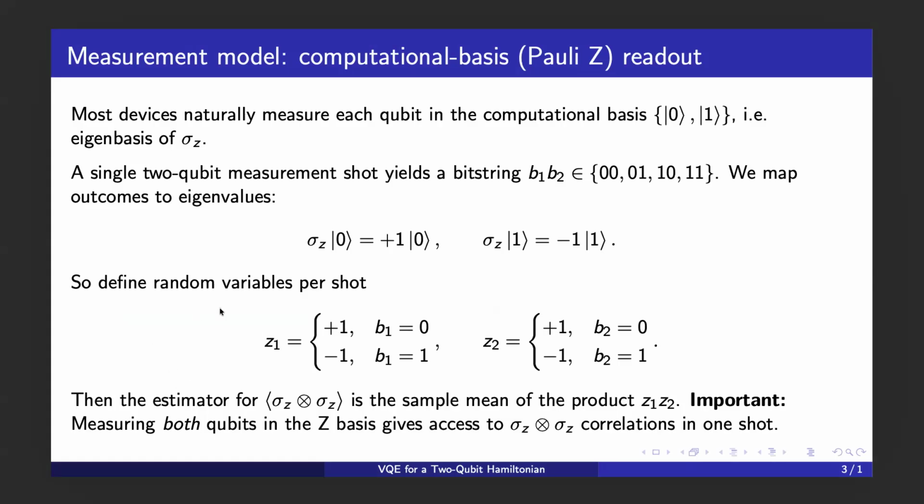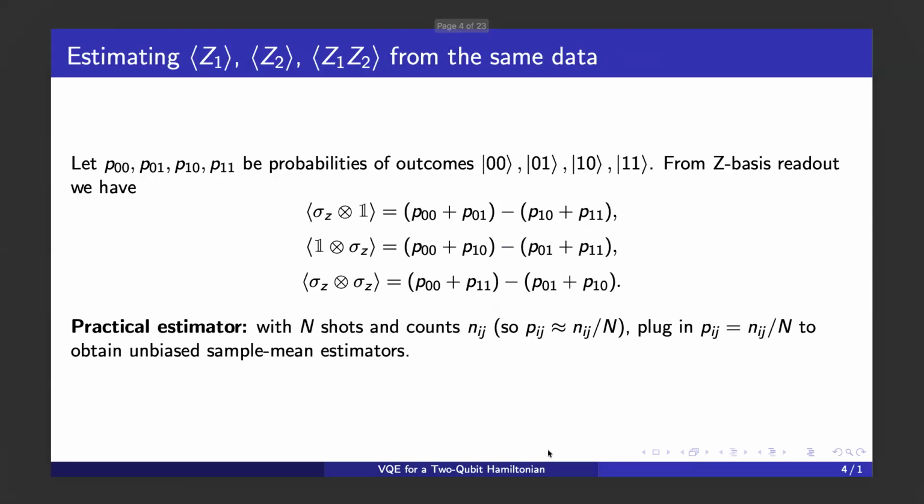So if you now look at the estimator for this expectation value, which is two Pauli Z matrices, you would sample the mean of the products of c1 and c2. So measuring both qubits in this Z basis, which is the one we are using, gives access to these correlations in one shot. There are some important arguments.